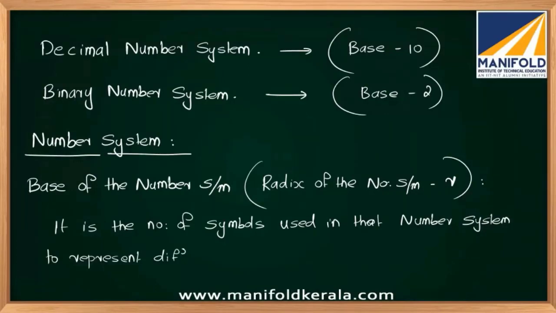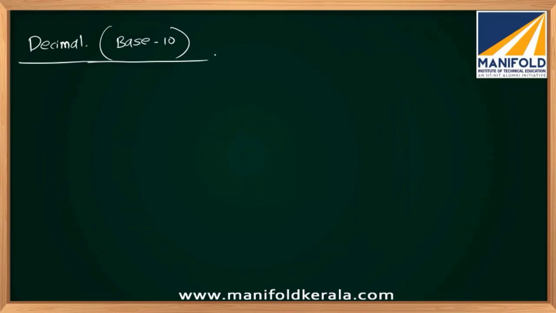And what is the meaning of this? Let us take the decimal number system, and I already told you that the base is 10. What is the meaning of this base? If you look at the decimal number system, it is a base 10 number system, so it should have 10 symbols. And what do you think the 10 symbols are? The basic primitive symbols. So the symbols are actually 0.